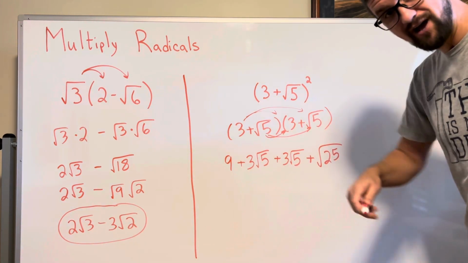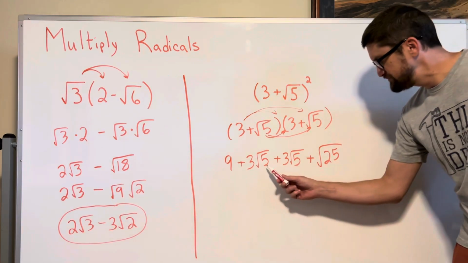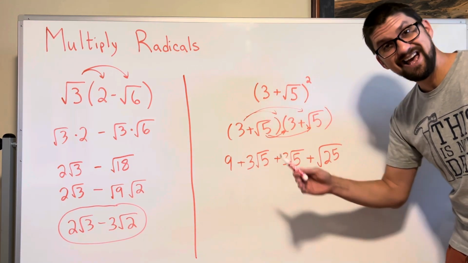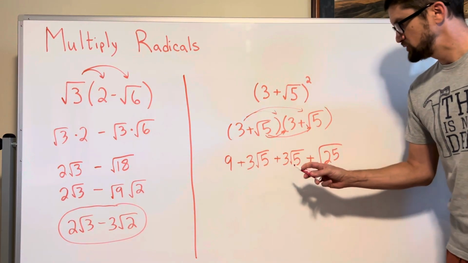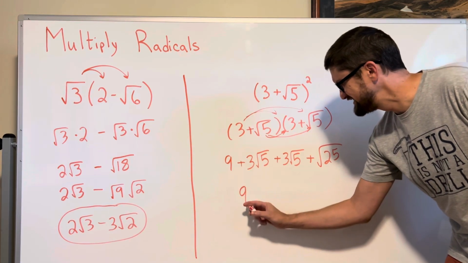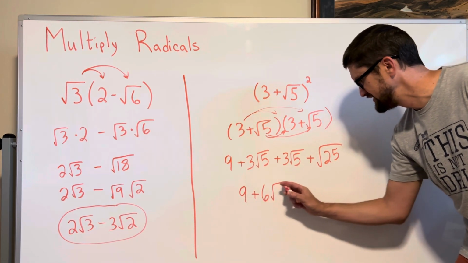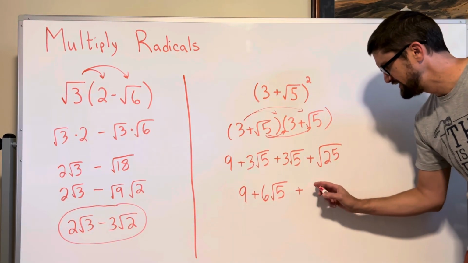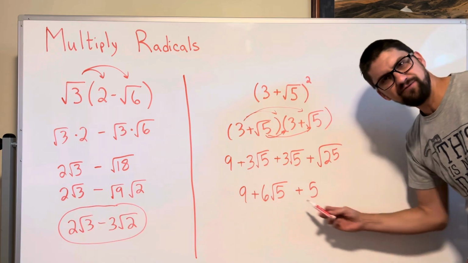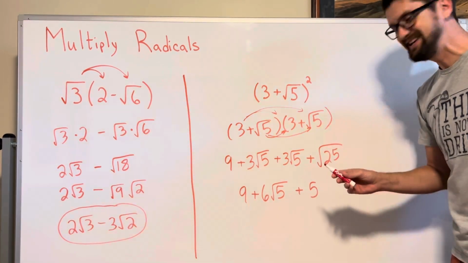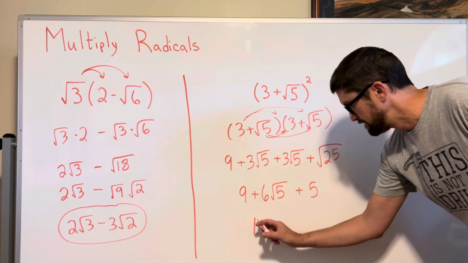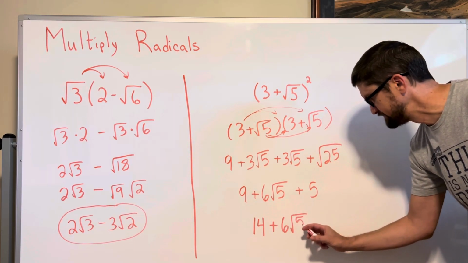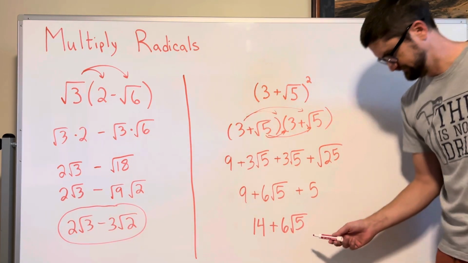Or just 5. Now these both have a square root of 5. You can treat these as like terms. So we can combine those to get 6 square root of 5. And this, of course, is 5. Even though the 9 and the 5 are far away from each other, you can add them together to get 14. So we have 14 plus 6 times square root of 5.